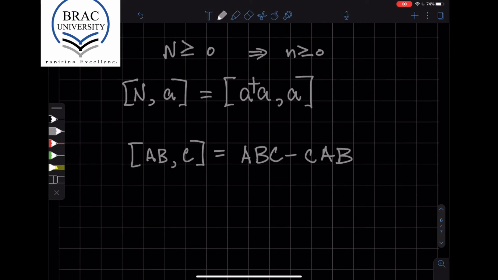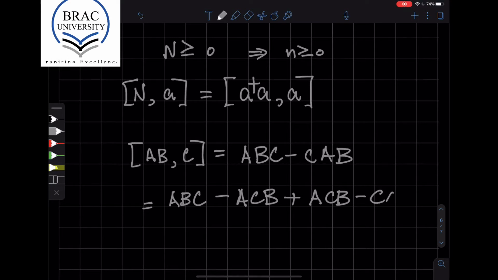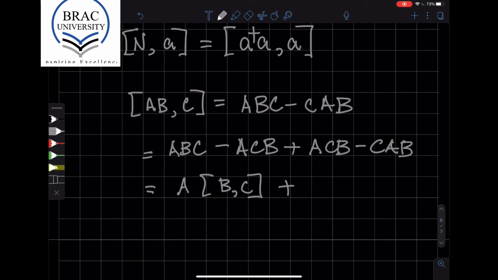And then what we can do is subtract one term, this term, and then add this term. So this term was not there before, but I'm subtracting and adding the same thing. Then the first two terms can be written as a times the commutator of b and c, and the last two terms can be written as the commutator of a and c times b.